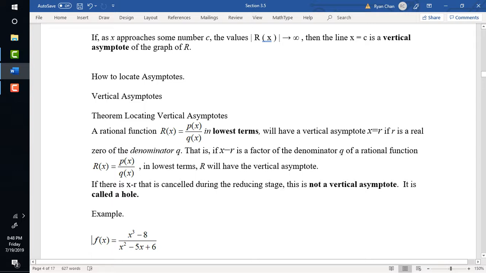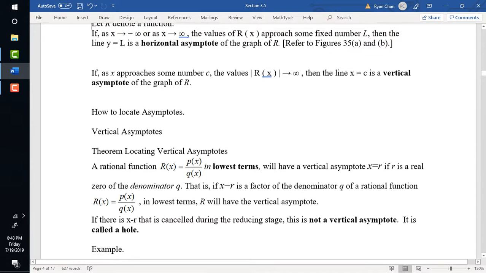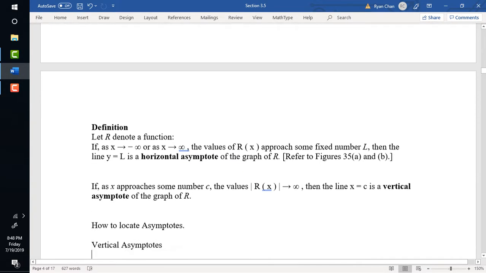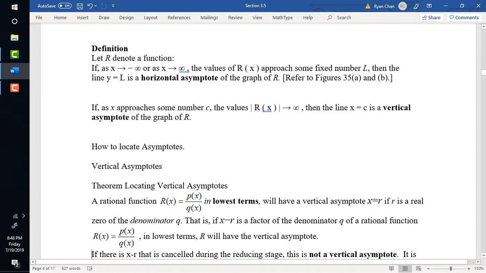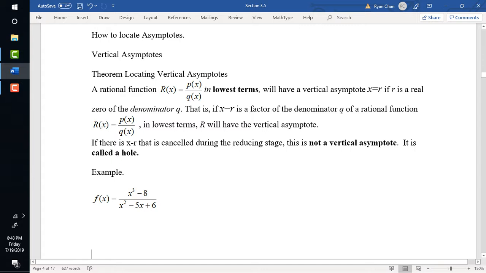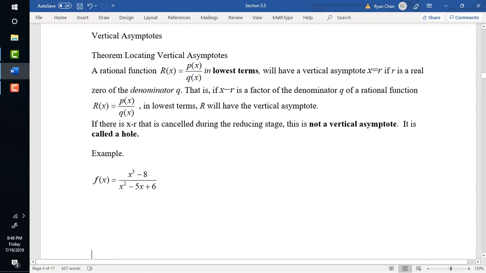We're going to talk about different attributes of a rational function. The first thing I want to talk about is what's called vertical asymptotes. Before we find vertical asymptotes, we are going to factor and cancel in lowest terms. And things that cancel out will be what's called a hole. Let me show you an example like this right here.